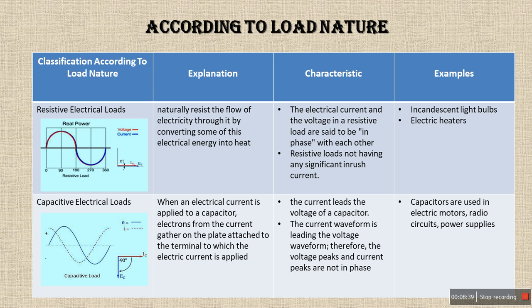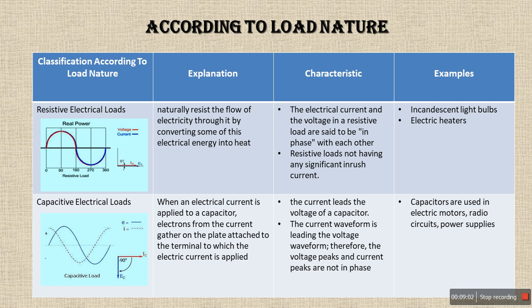Next is according to the load nature. First, resistive electrical loads. They naturally resist the flow of electricity through them by converting some of the electricity into heat. The electrical current and the voltage in a resistive load are said to be in phase with each other. Examples are the incandescent light bulb and electric heaters.